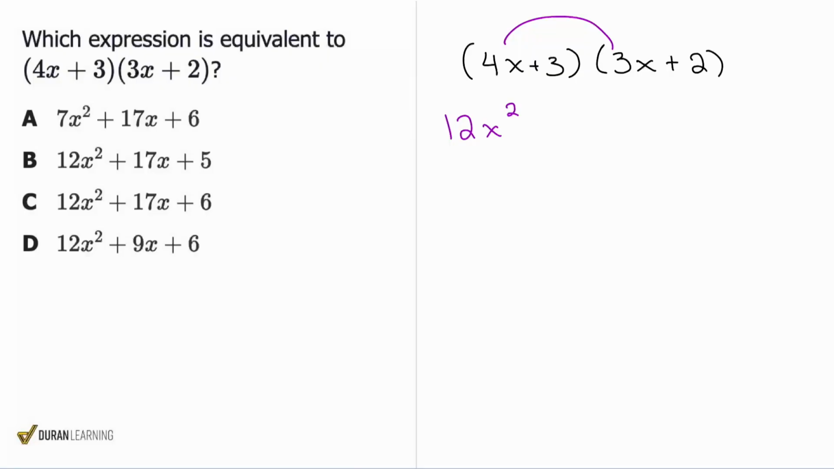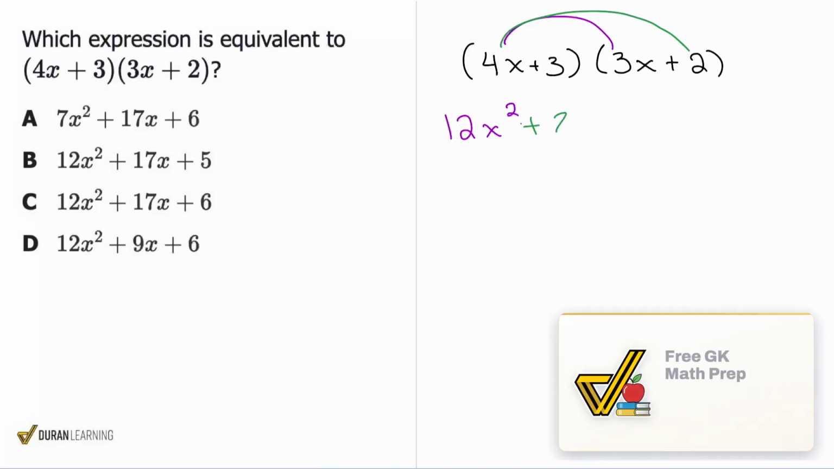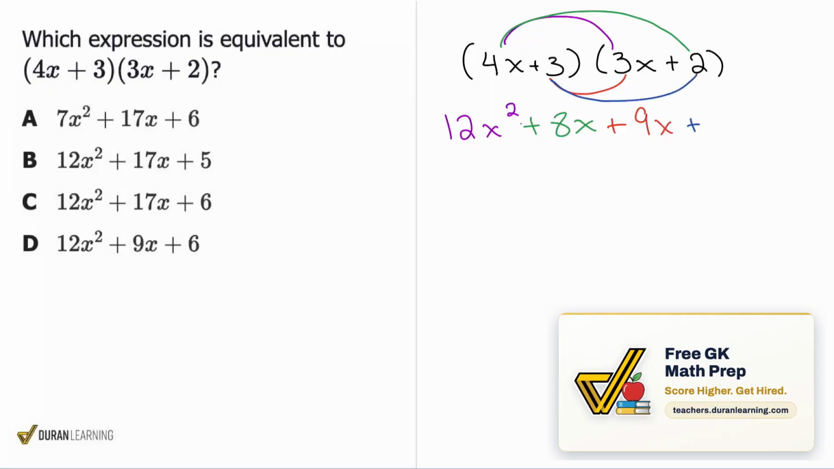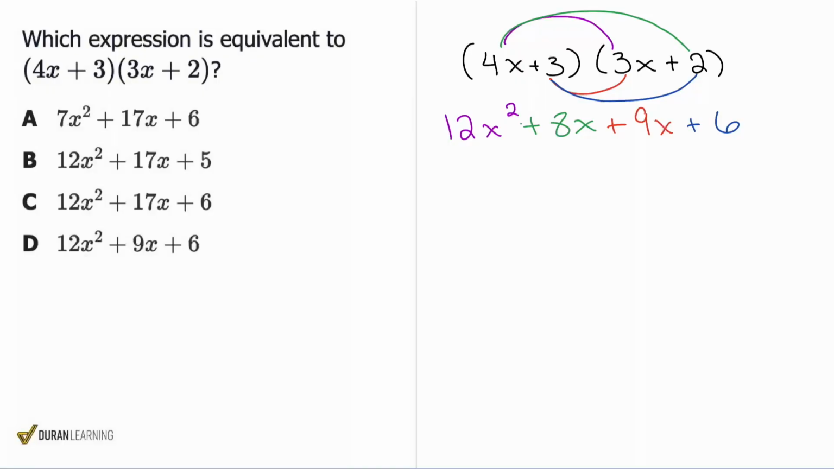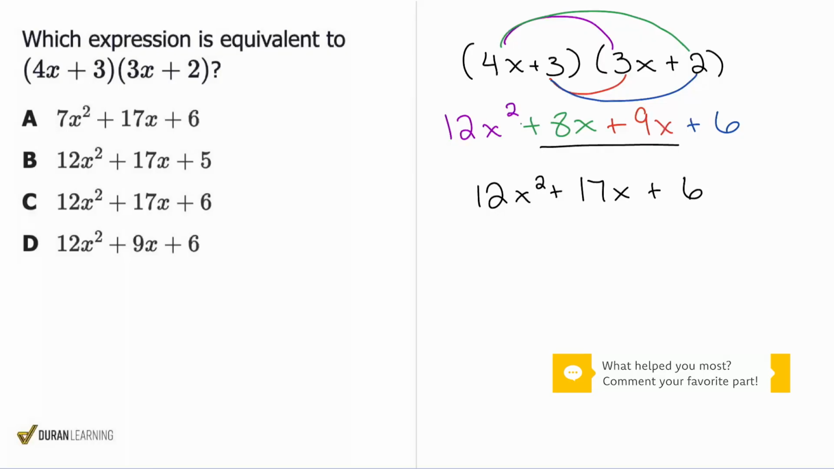Then, up next, we have the 4x still needing to be multiplied with the 2. 4 times 2, that's 8. And then that'll be 8x. Next up, we have 3 times 3x. 3 times 3 is 9. And then we bring the x there. And then lastly, we have 3 times 2, and that'll be 6. So with that, it looks like here we just have to combine like terms, and we're done. We have 8x plus 9x, and that'll be 17x. And then we bring the 12x squared that we had before, the 6 that we have here, and that's it. The correct answer is going to be answer choice C, because we have 12x squared plus 17x plus 6.